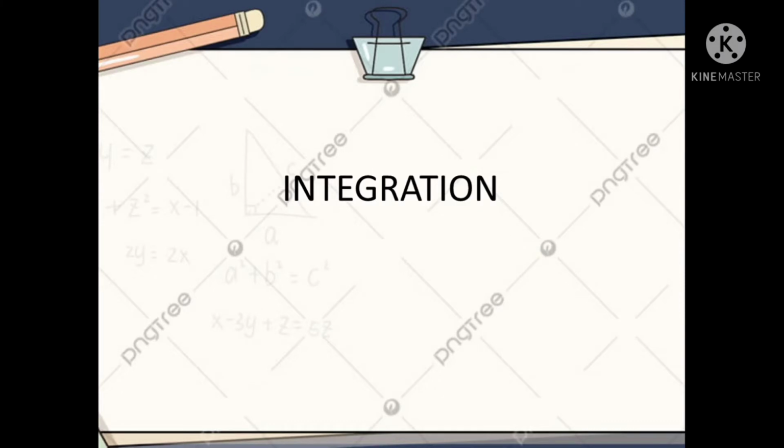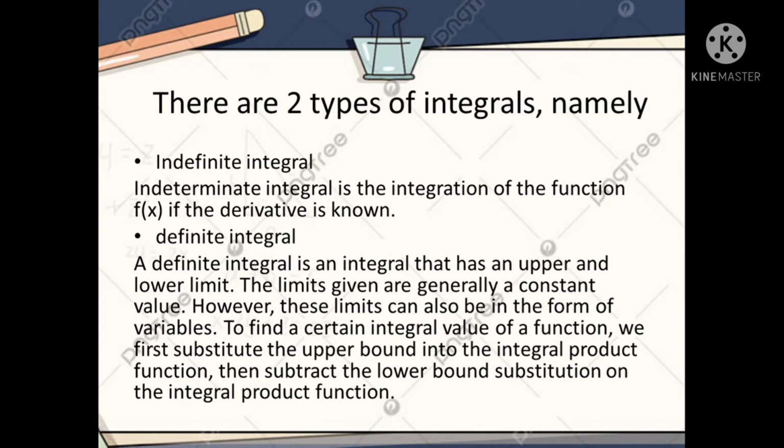Straight to the material, integration. Next slide. There are two types of integrals, namely the indefinite integral. An indefinite integral is the integration of the function f(x) if the derivative is known. Second, the definite integral. A definite integral is an integral that has an upper and lower limit. The limits given are generally a constant value. However, these limits can also be in the form of variables.